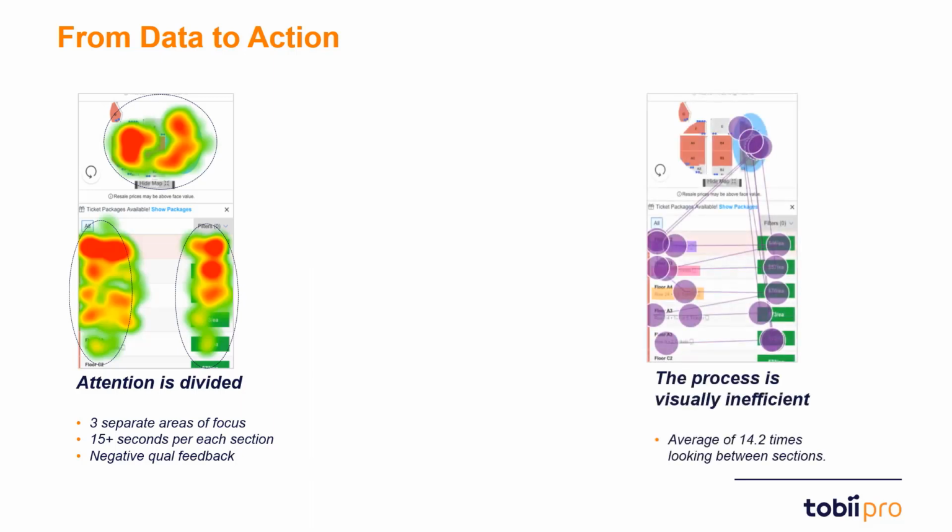The next visual here is what's called a gaze plot. This shows the sequential order and duration of each point of focus made by the user, and both of these visuals together tell the story of a visually inefficient process. So the user has to look in 3 separate spots over 15 seconds per spot, back and forth over 14 times just to locate and select their tickets.